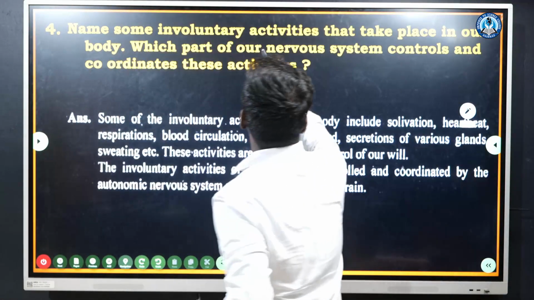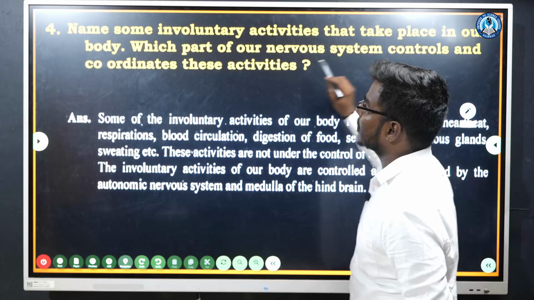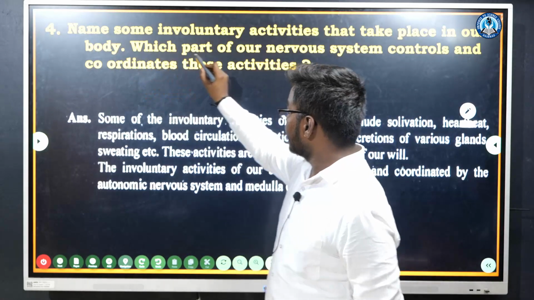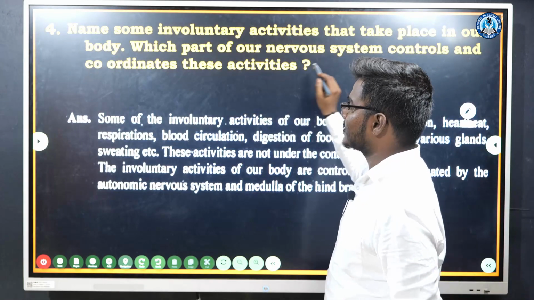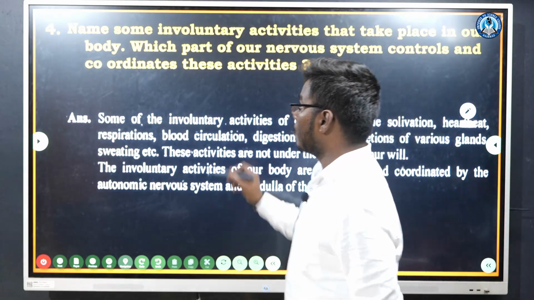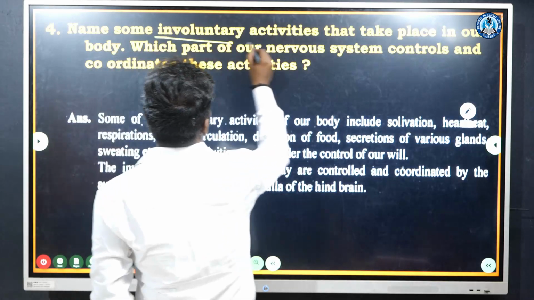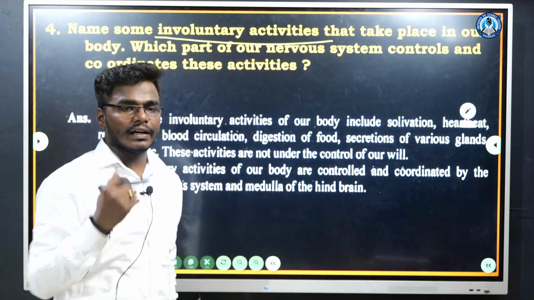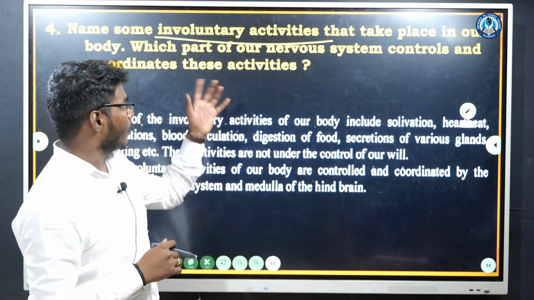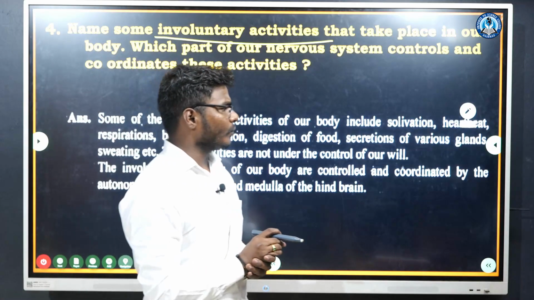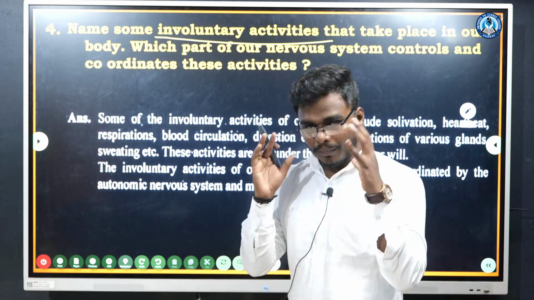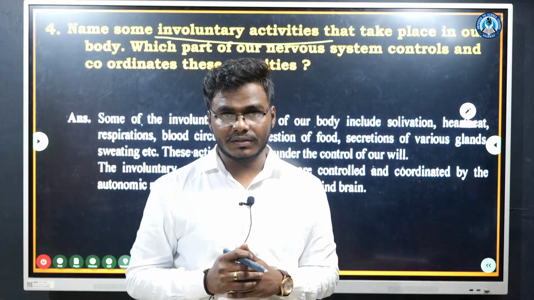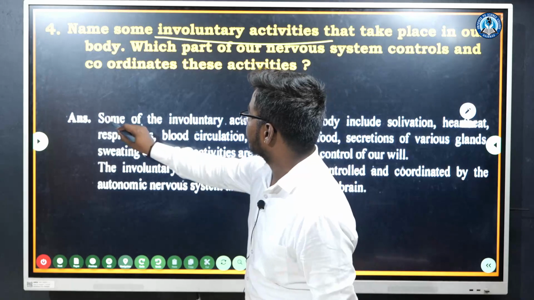Name some involuntary activities that take place in our body. Which part of our nervous system controls and coordinates these activities? Okay, what does involuntary mean? Before answering any kind of question, first you would like to see what is involuntary. What is voluntary and what is involuntary? So my dear students, voluntary actions and involuntary actions.